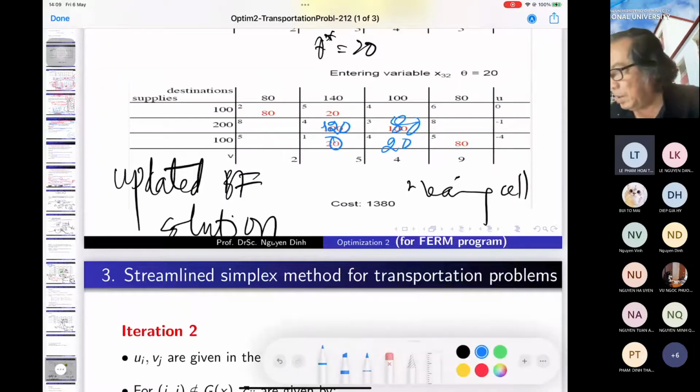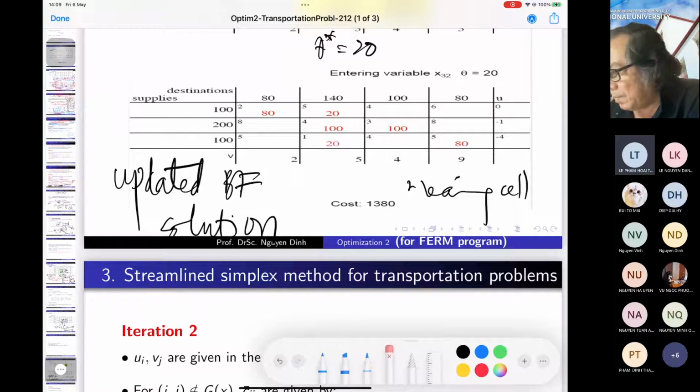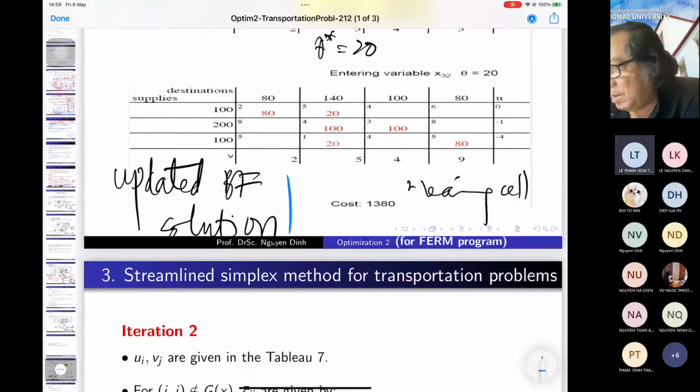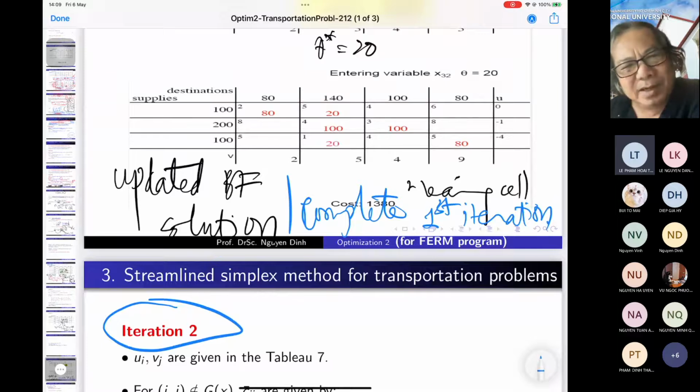And now the new one is this. Is that okay? So you come to the new BF solution. And we finish when we come to the update, and then we finish or complete the first iteration. Okay? And now we start the second iteration.